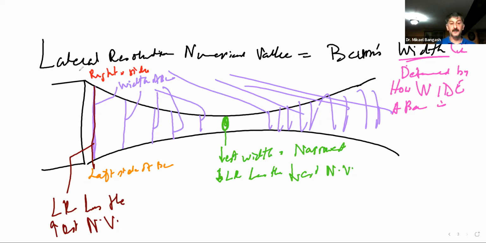So the numerical value of your beam is also going to be expressed in units of distance, millimeters, centimeters. Mainly because this would be the same as the width of the beam, and that becomes the numerical value of your lateral resolution.